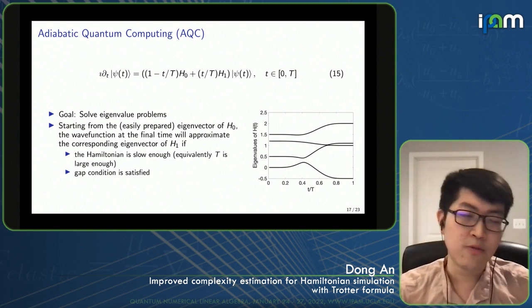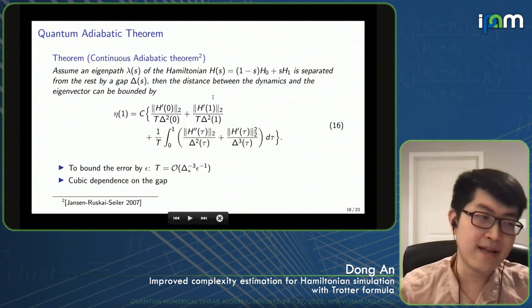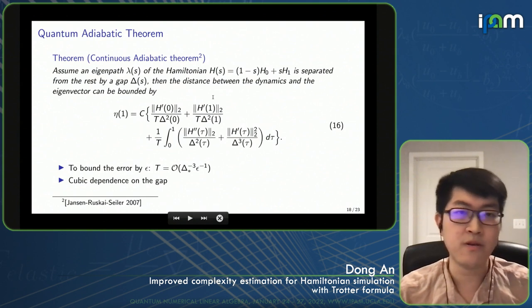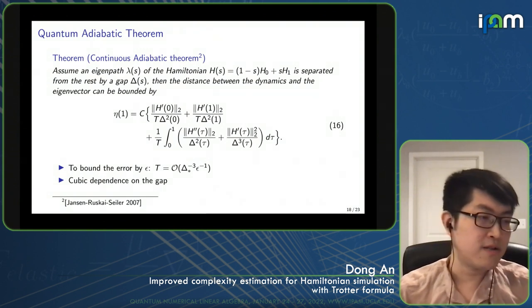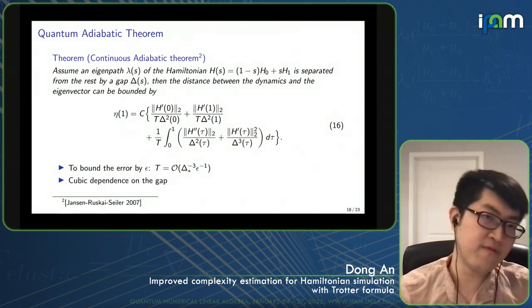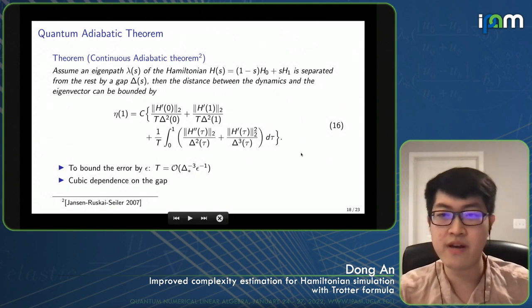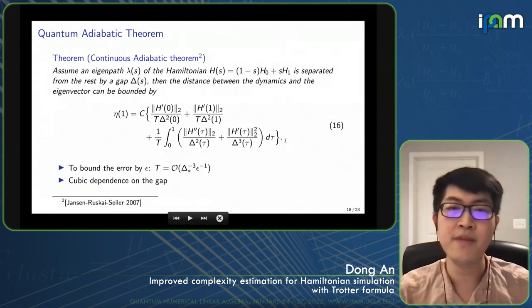And this turns out to be a very important question, and it can be described by the so-called quantum adiabatic theorem. There are many, many different versions of the adiabatic theorem. Here I just show you one of them. That is, the error can be bounded in terms of this equation 16.